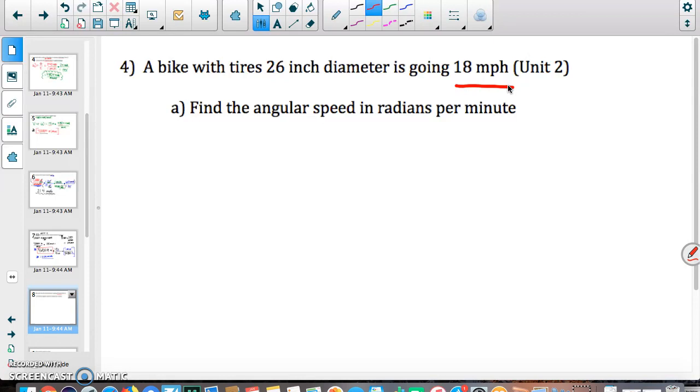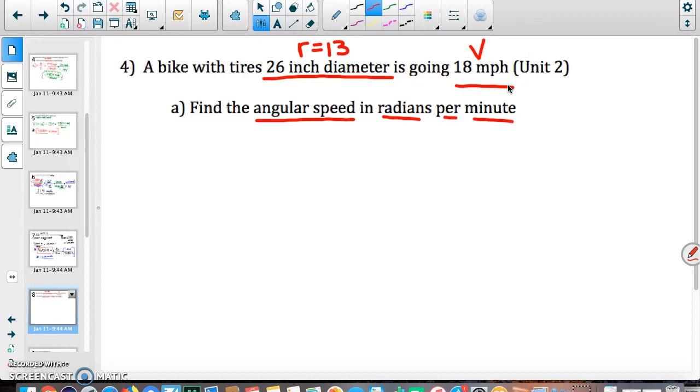So we're given a bike with tires 26-inch diameter, so that means my radius is 13. The bike is going 18 miles per hour. That seems pretty fast. But let's mark that with a V for linear speed, right? Miles per hour is a linear speed. And it wants us to find the angular speed in radians per minute.